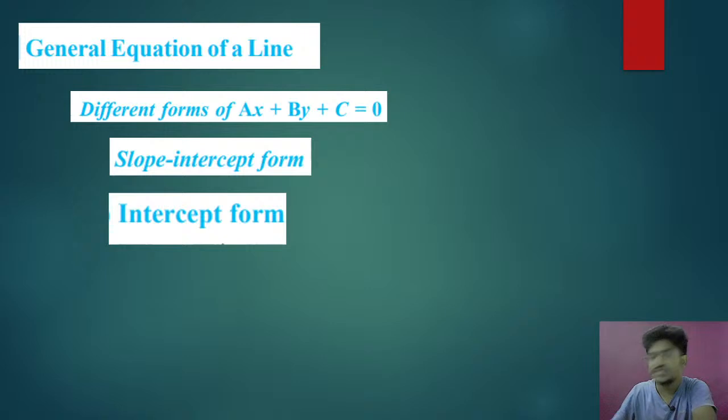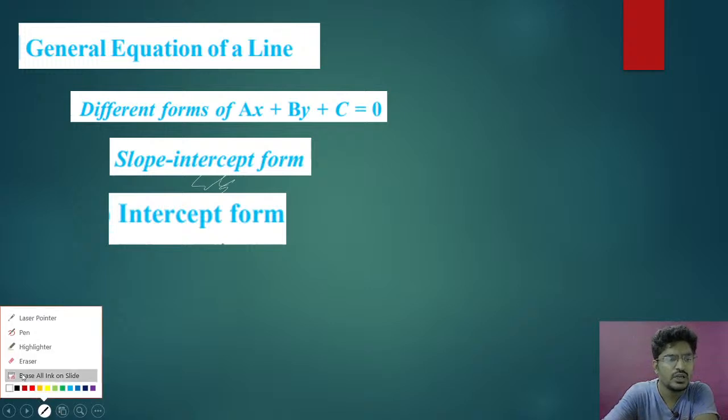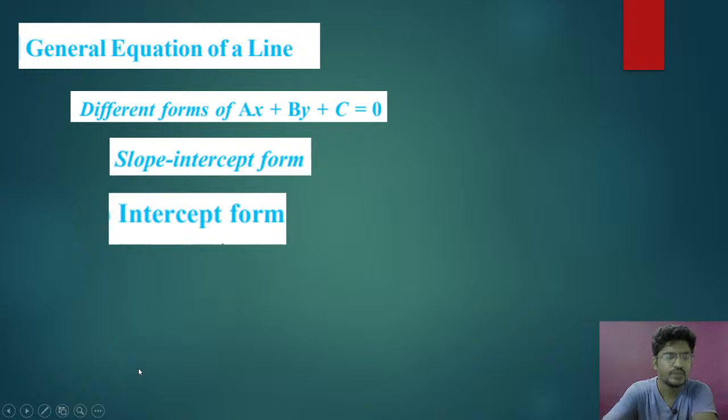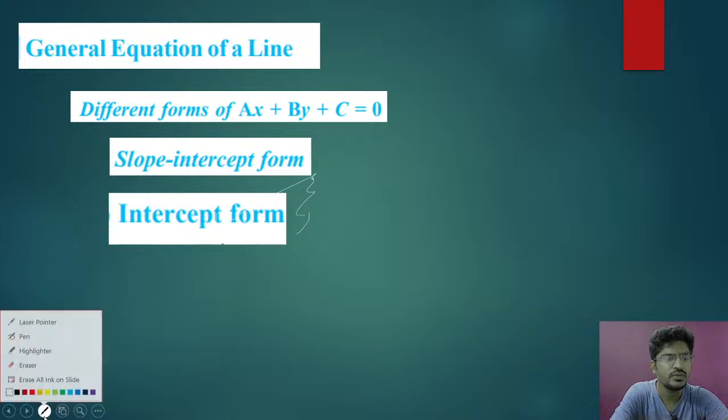So here please remember one important thing. General equation of line is ax plus by plus c equal to 0. Okay, so you can see that the general equation of line is ax plus by plus c equal to 0. So give me a little bit, 1 minute of time.